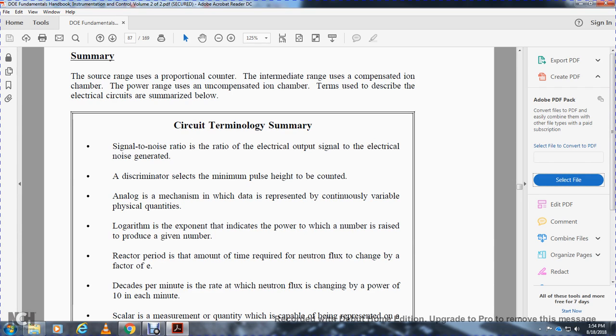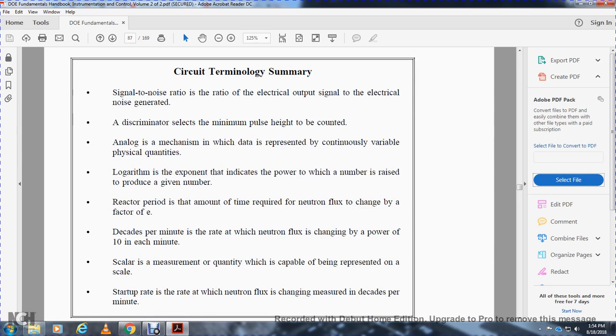Logarithmic is an exponent that indicates the power to which a number is raised to produce a given number. Reactor period is the amount of time required for the neutron flux to change by a factor of e. Decades per minute is the rate at which the neutron flux changes by a power of 10 each minute. Scalar refers to a measurement capable of being represented on a scale. Startup rate is the rate at which neutron flux is changing, measured in decades per minute.